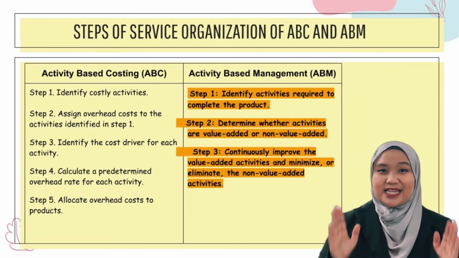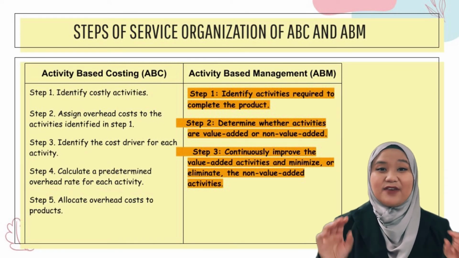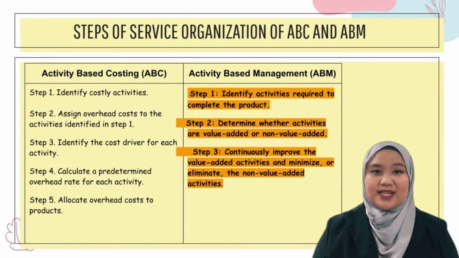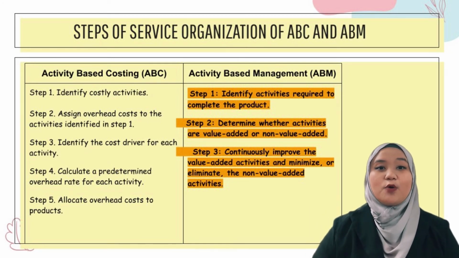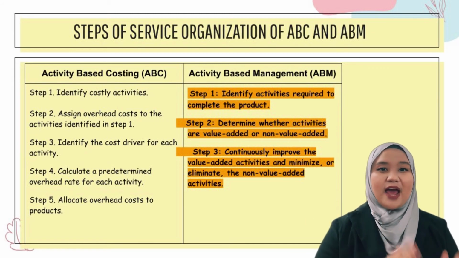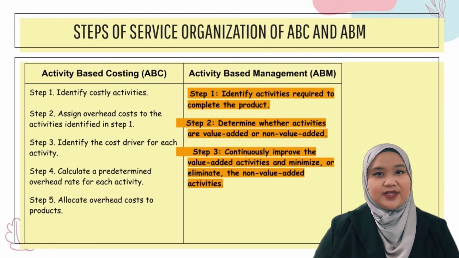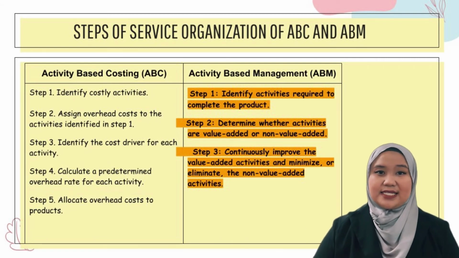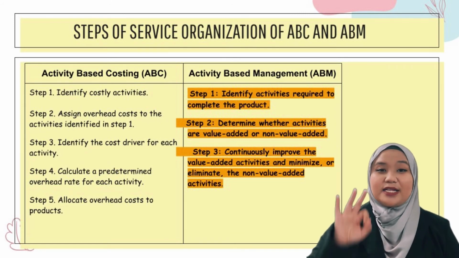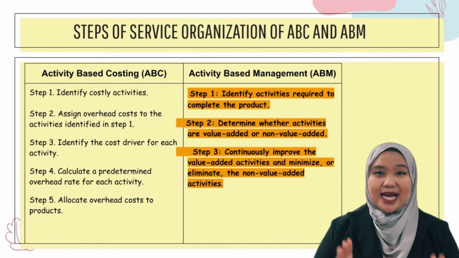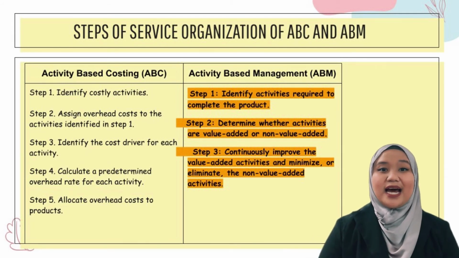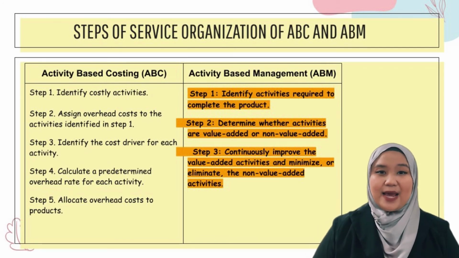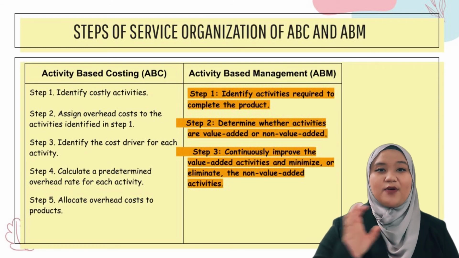1. Identify activities required to complete the product. This involves interviewing personnel throughout the company to capture all the activities involved in processing loans. 2. Determine whether the activities are value-added or non-value-added. An example of a value-added activity is a quick approval of a loan. An example of a non-value-added activity is time spent waiting for the credit reports. 3. Continuously improve the value-added activities and minimize or eliminate the non-value-added activities. 5-Star Bank should continually strive to improve its ability to approve loans quickly, a value-added activity.